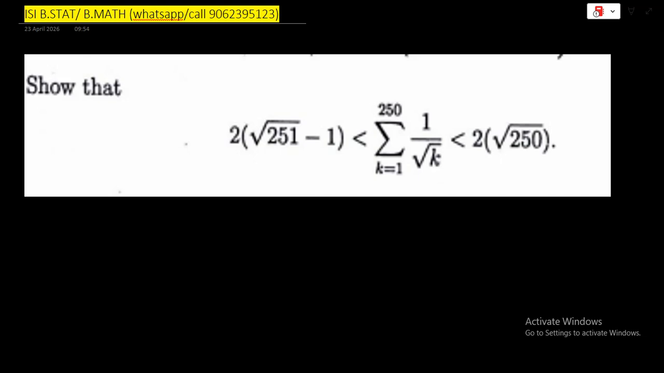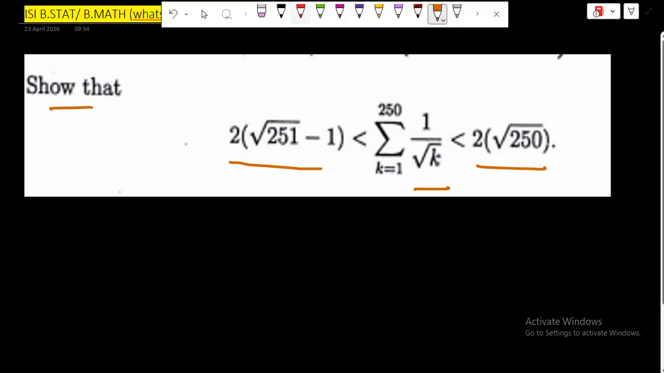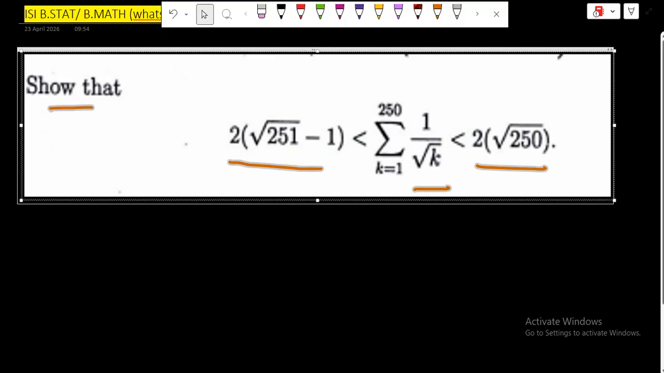So come to the question first. Question है: show that 2 into root 251 minus 1 is less than summation k equal to 1 to 250 of 1 by root k, less than 2 into root 250. Okay, so we have to prove it.